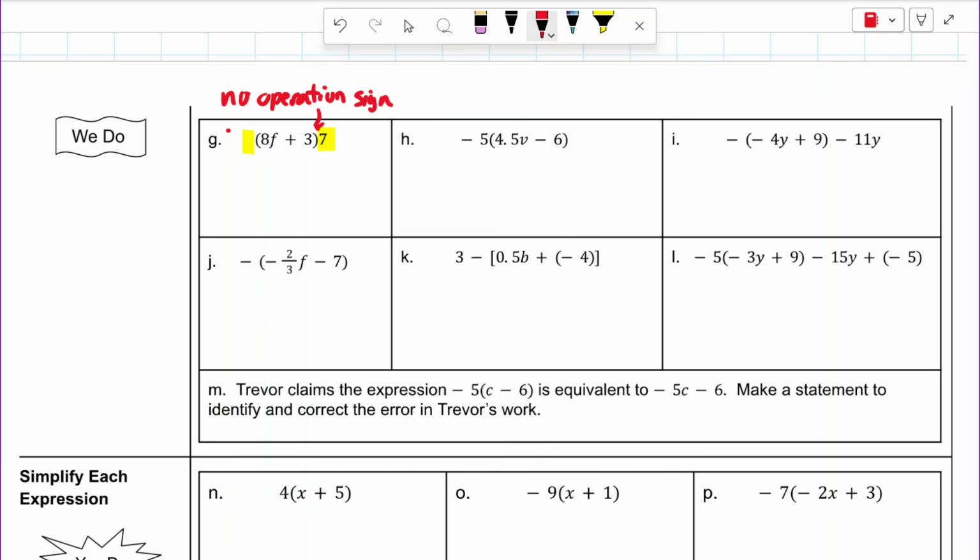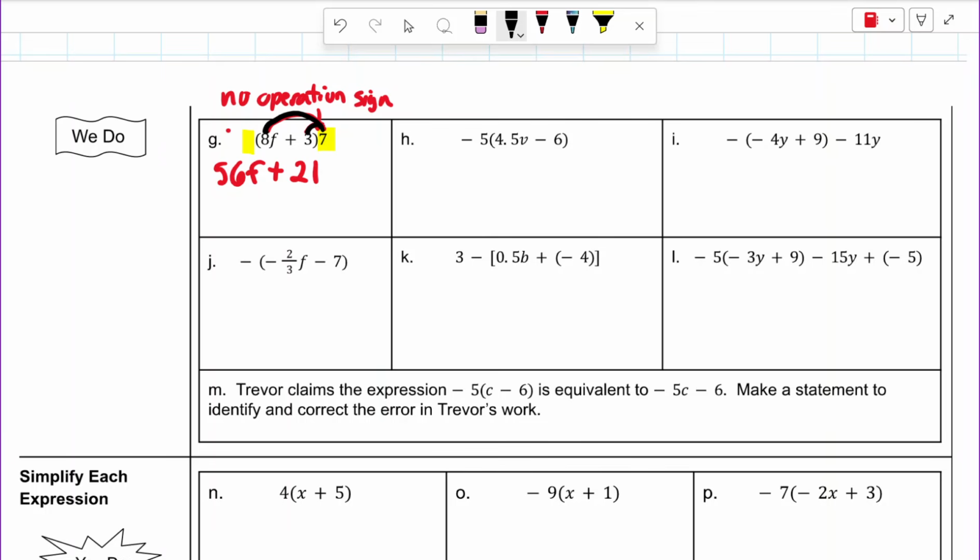So this is going to be 8f plus 3. That's a group. And how many groups do we have? We have 7 of them. Could you imagine drawing that? 8f times 7 is 56f. And 3 times 7 is 21. Now you could have gone backwards and said 7 times 8f is 56f, and 7 times 3 is 21. So it doesn't matter if you go backwards or forwards on that one. We're just showing you that the number could be on the back side rather than the front side.